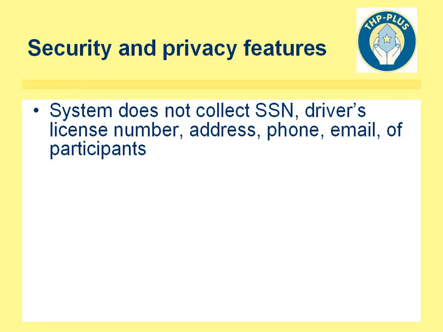So the first point, as you see on the screen, is that the system does not collect the social security number, license numbers, addresses, or phone numbers of the participants. However, we do need to be concerned about confidentiality of participant information because there's name and date of birth information on the system, and that of course does need to be protected. So what are the features by which the system protects that information?